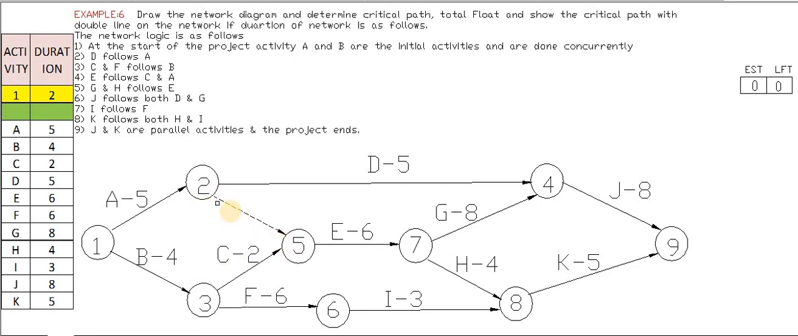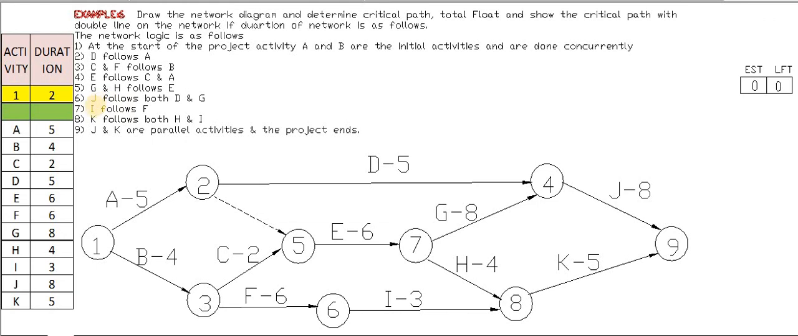So this dummy activity concept has been introduced, and we have taken the E activity. What is the duration for E? Duration for E is nothing but 6. So here we have taken it as 6. Again we will see the numbers also. Yes, serial number 4 is correct.